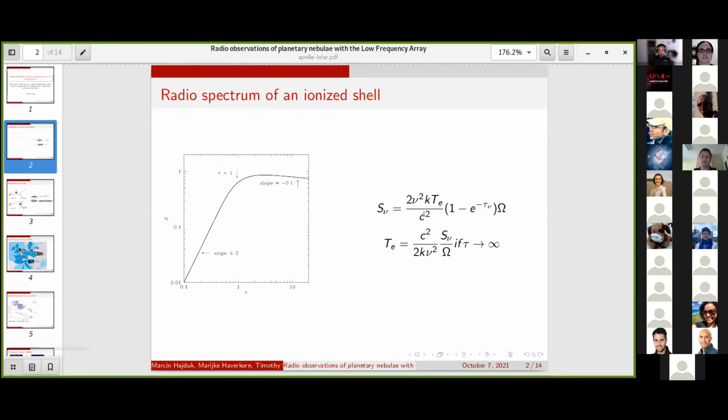And if we change it, we can determine the electron temperature just from the observed flux density and the size of the nebula. So if you have optically thick emission, then we can derive the electron temperature just from the observed flux.